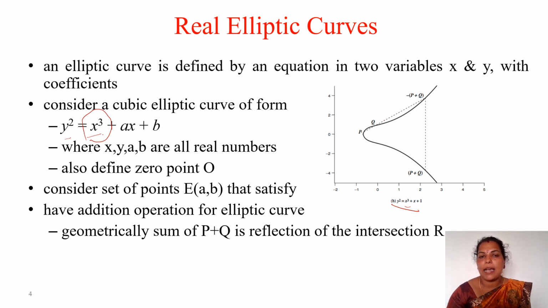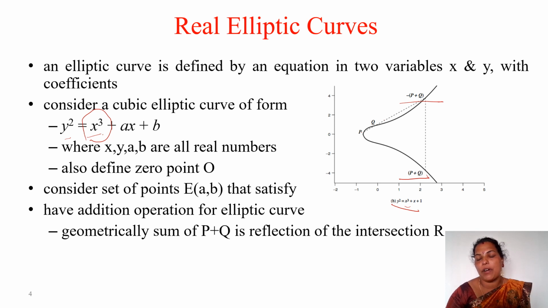Suppose we consider a point E of a comma b that satisfies this elliptic curve function. Then we have an additional operation for this elliptic curve, that is, geometrically the sum P plus Q is the reflection of the intersection point R. What do we mean by reflection here? Here we have P plus Q. On the reverse side, we have minus P plus Q. So the intersecting point has the reflection of this P plus Q.